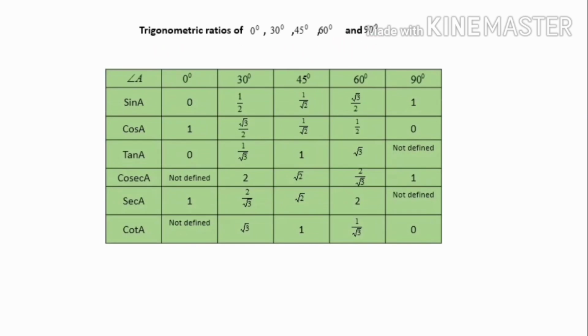There is a table given to you. In the first row, angle is mentioned, that is 0, 30, 45, 60 and 90. And in the first column, trigonometric ratios are mentioned, that is sin A, cos A, tan A, cosec A, sec A and cot A. How to read this table? Let's read it. Sin 0 is 0. Sin 30 is 1 by 2. Sin 45 is 1 by root 2. Sin 60 is root 3 by 2. Sin 90 is 1. Similar way we can read cos, tan, cosec, sec and cot values.